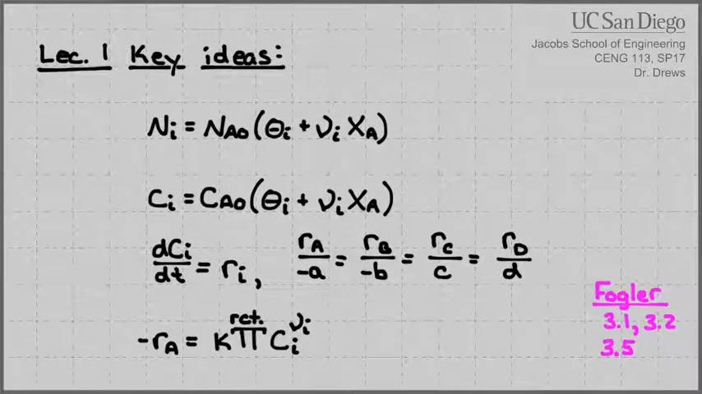So key ideas from CENG 100 that we're going to work with. We're going to start with batch reactors. As you saw on the syllabus on Monday, we spend about 3 to 4 weeks on batch reactors, which has the advantage of making the material balances really, really easy. There's not very many terms because there's no flow parameters coming in or out. It also makes the energy balances really, really easy.